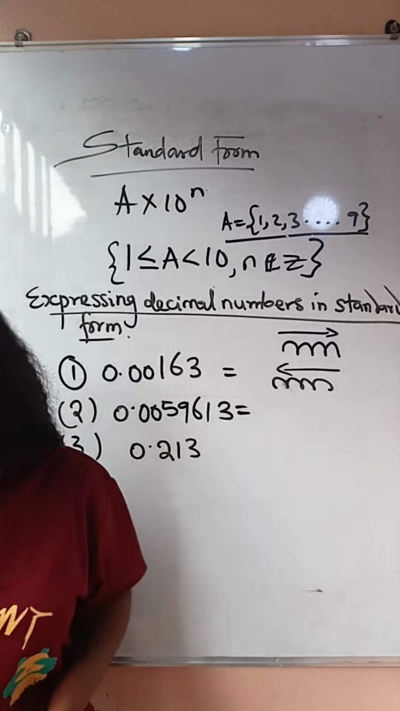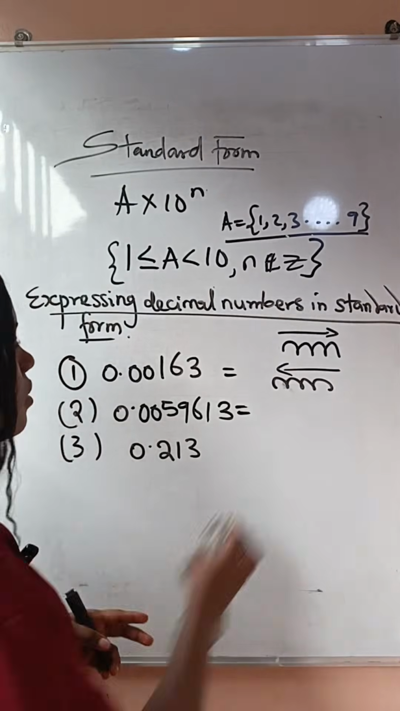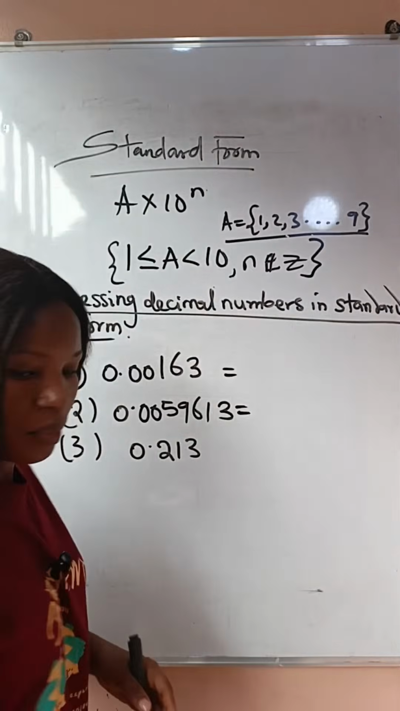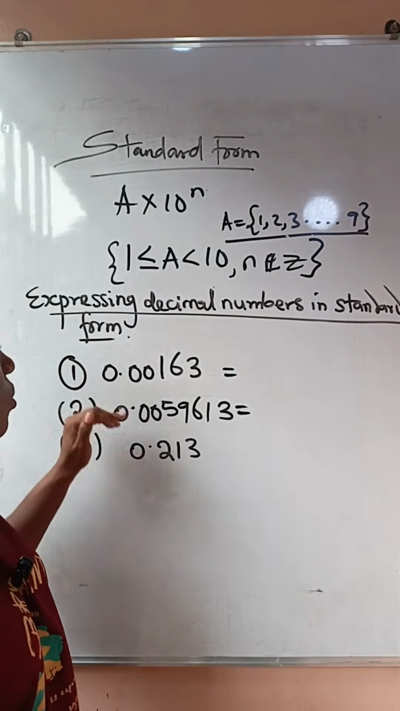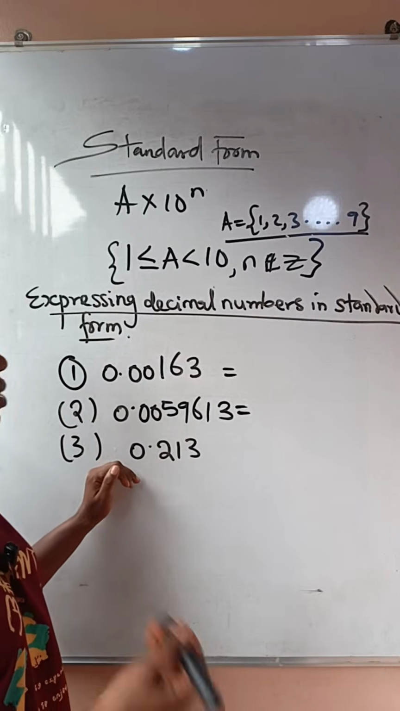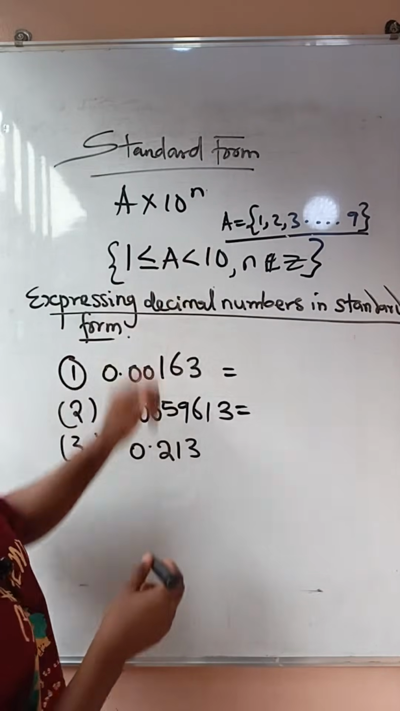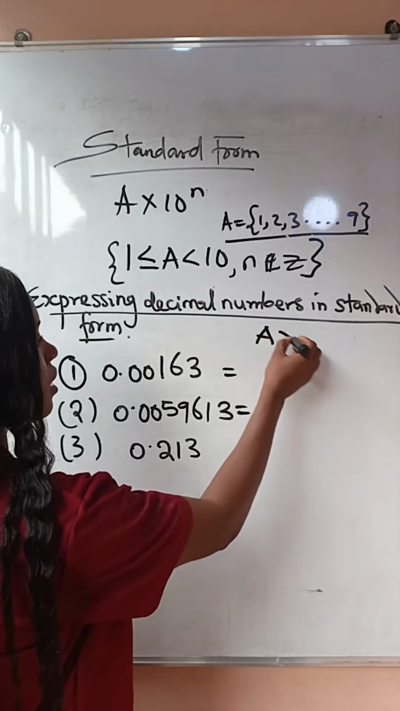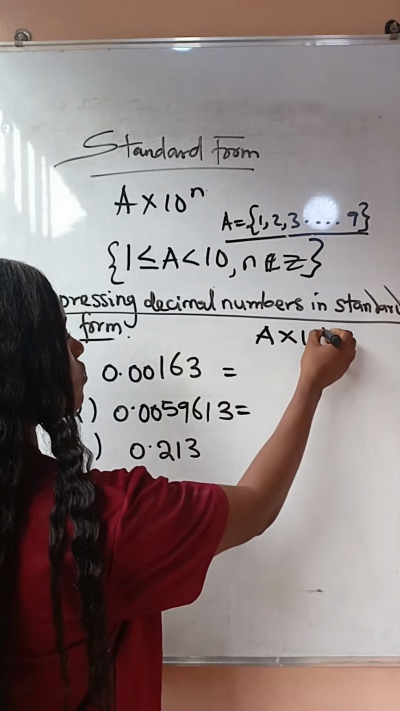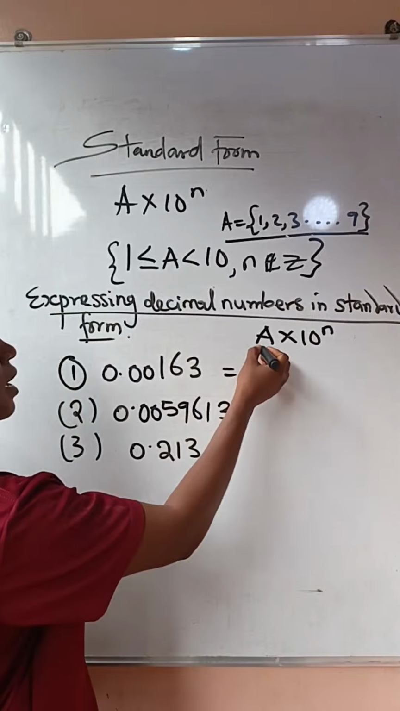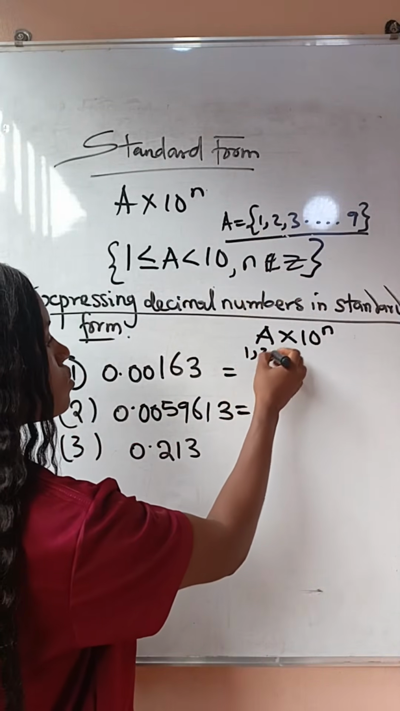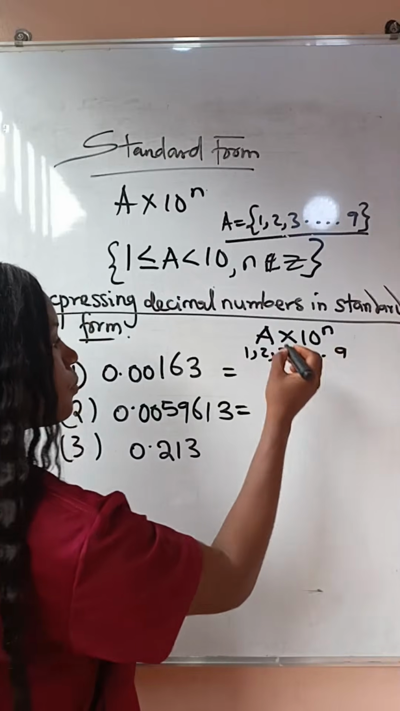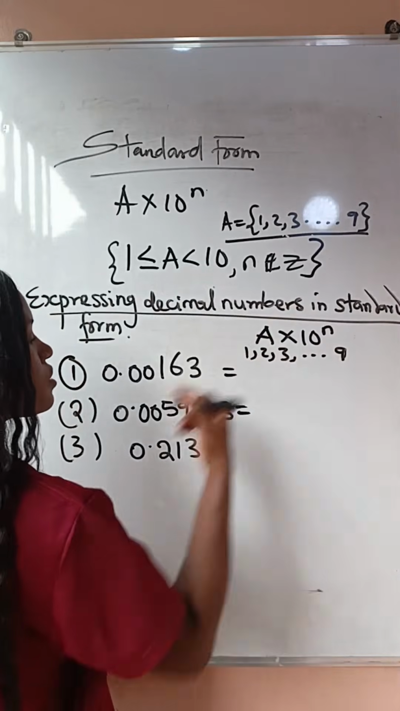So now this is where we are. Having said that, to express these numbers in standard form, what I need to do is write this in this form: a times 10 to the power of n, right? And my a has to be 1, 2, 3 up to 9. Okay? It can be any of these numbers.